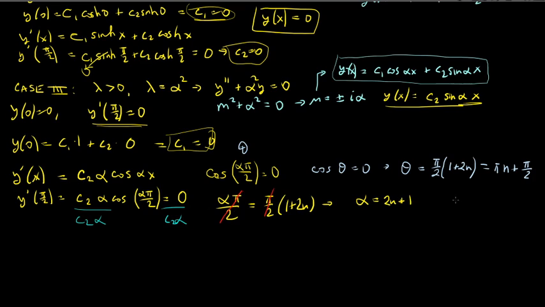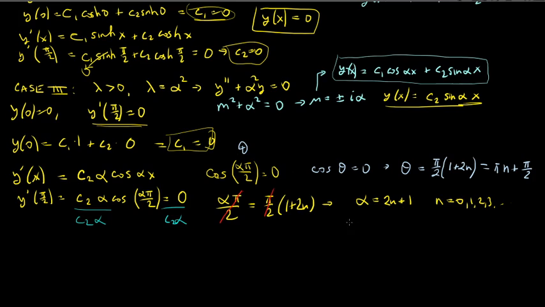For any integer n, although remember, I think we want alpha to be positive, so we're going to start this at n equals 0. We don't want any negative alphas, even though lambda would still be positive. We want alpha to be positive here. So 2n plus 1, these are just odd numbers, right?